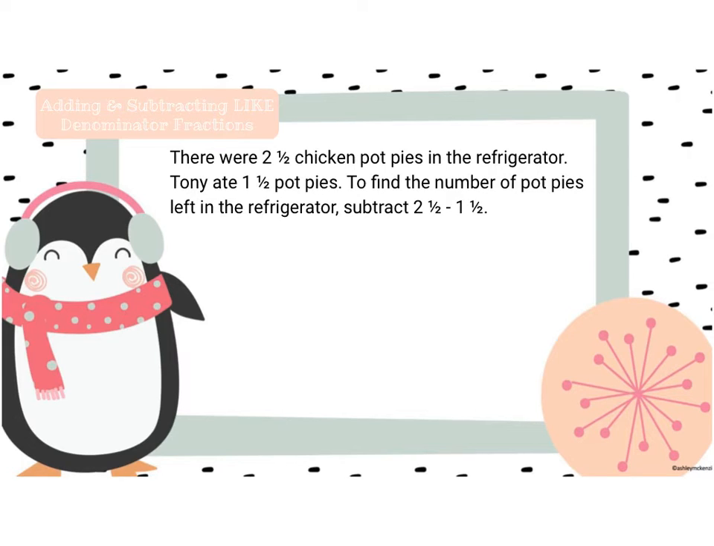Okay, here's another example. There were 2.5 chicken pot pies in the refrigerator. Tony ate 1.5 of them.